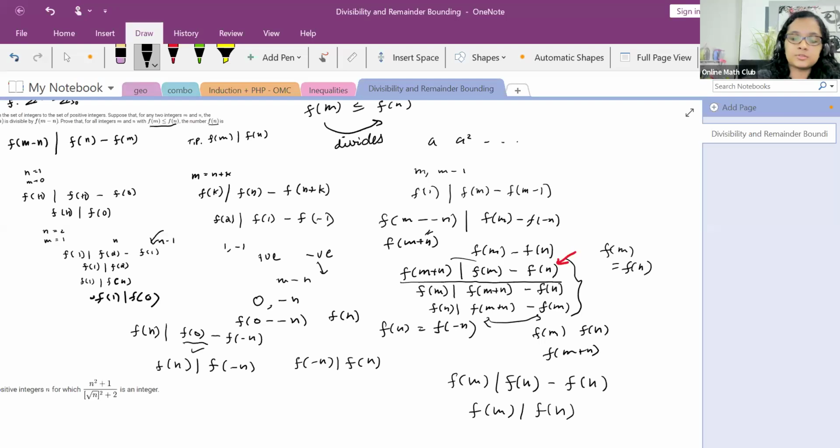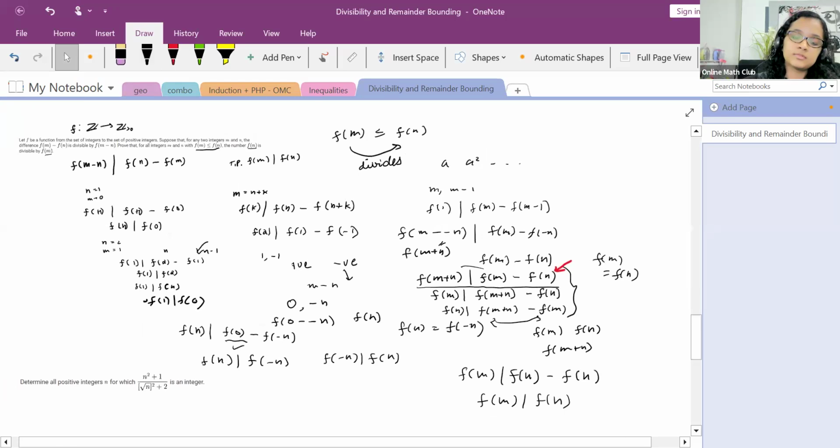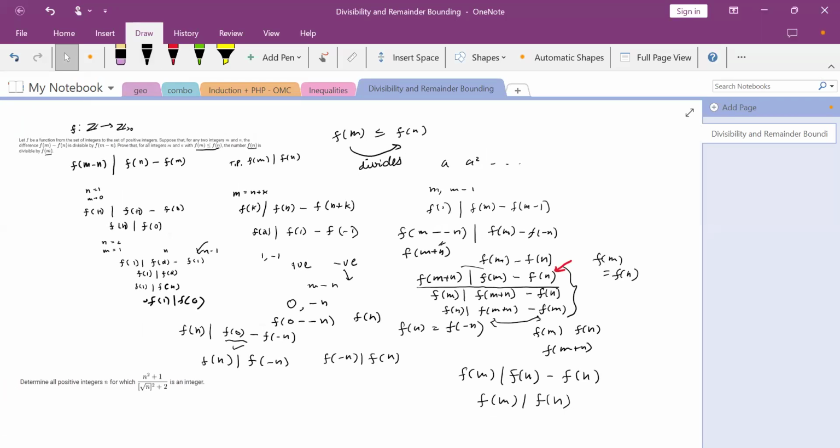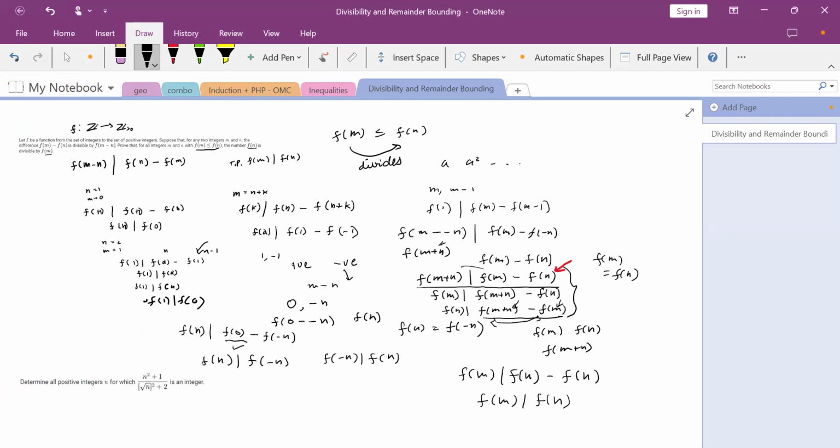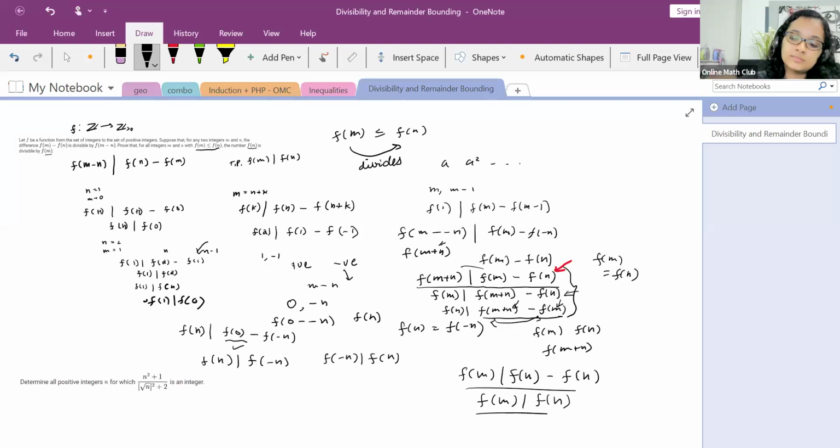Does that make sense to everyone? Well, what happens when f of n is the largest again? If f of n is the largest, then this value cannot be larger than f of n, right? Because these two are smaller. Therefore this must be 0. Okay, got it. Then you use the second one to get this.